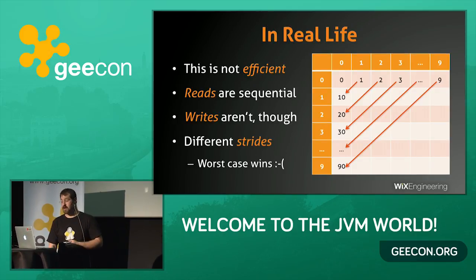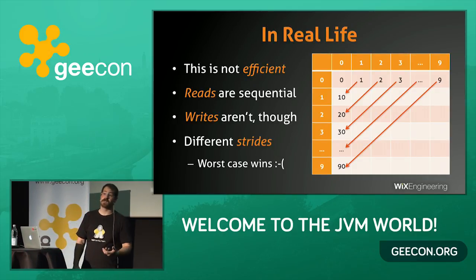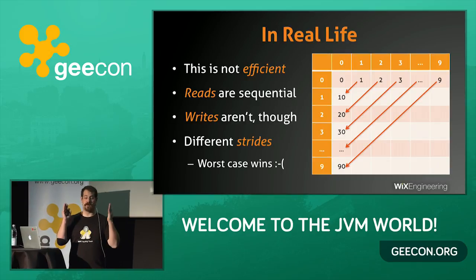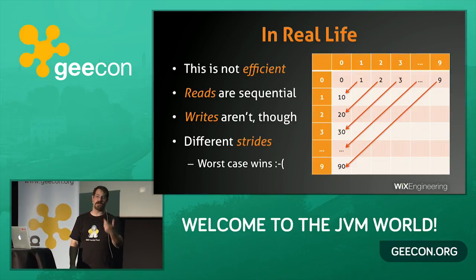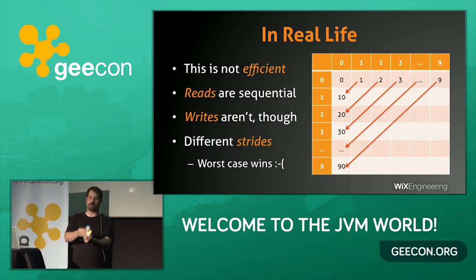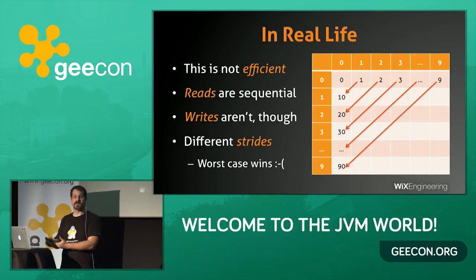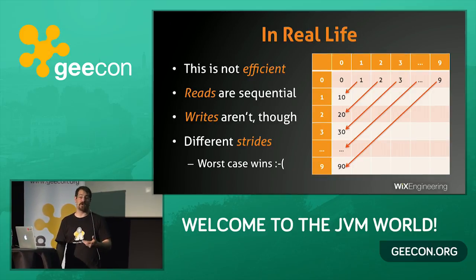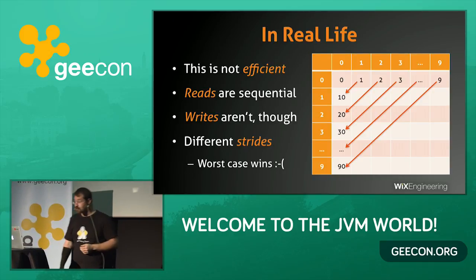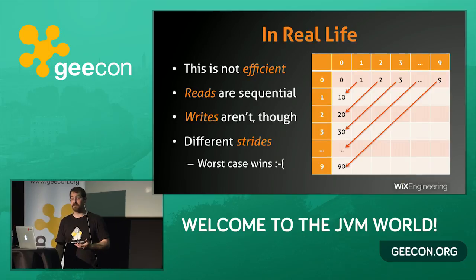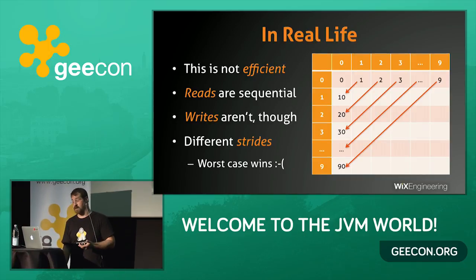The reason is what you have are different strides. A stride is the delta in memory address between subsequent iterations of your loop. So your reads have a stride of 1 because you move from 1 byte or 1 word of memory to the next sequentially. Your writes will have a stride that is correlated to your image size. So you have different strides at the same time, and the worst case wins.